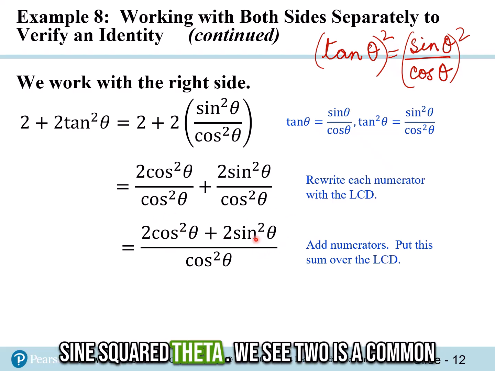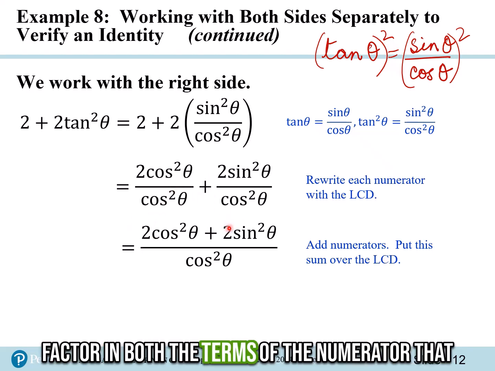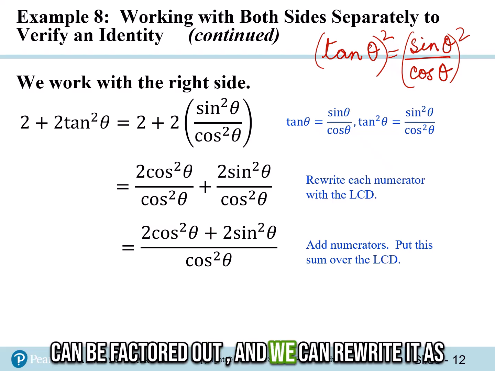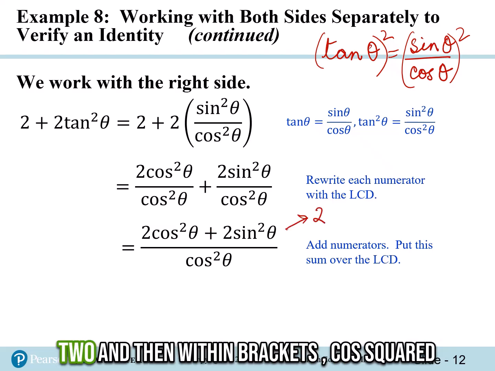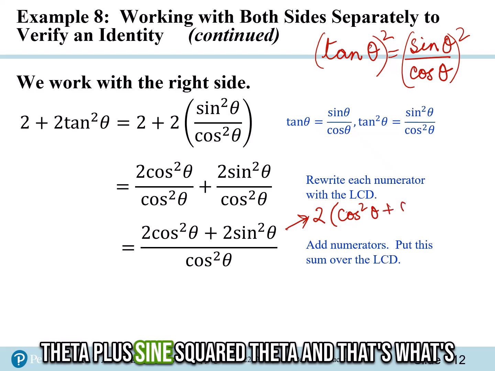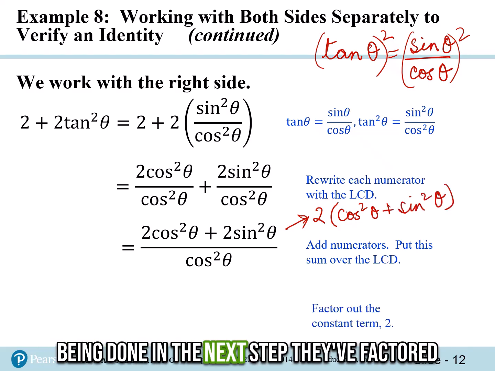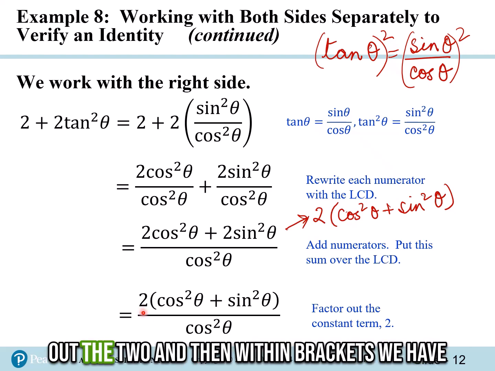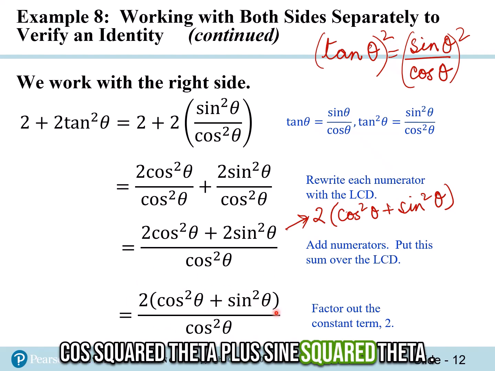sine squared theta. We see 2 is a common factor in both the terms of the numerator that can be factored out, and we can rewrite it as 2 and then within brackets cos squared theta plus sine squared theta. And that's what's being done in the next step. They have factored out the 2 and then within brackets we have cos squared theta plus sine squared theta.